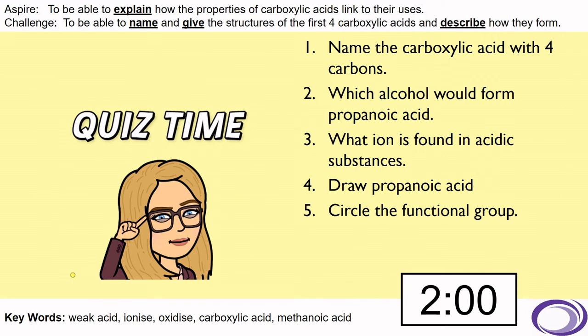Okay, so now that we've covered that section, I'm going to give you a little quiz again. I'm going to give you 2 minutes to just answer the questions on the screen that are just really key facts that we need to remember from this topic.